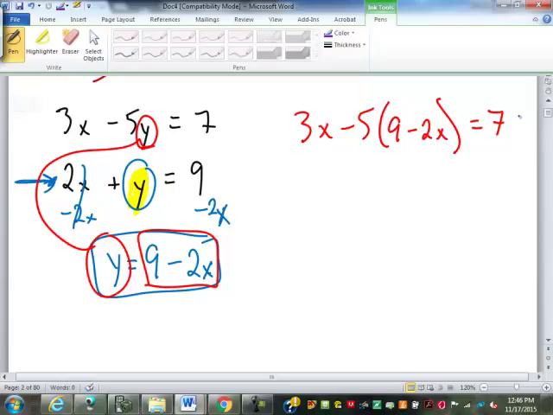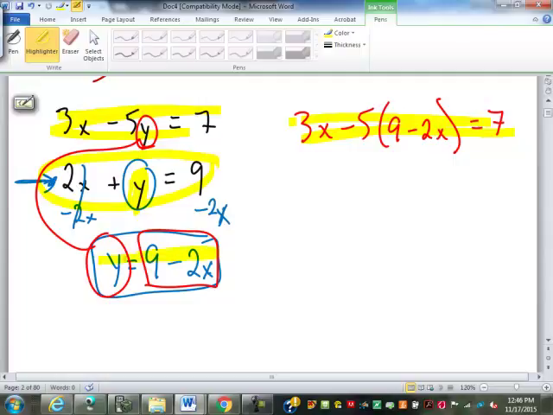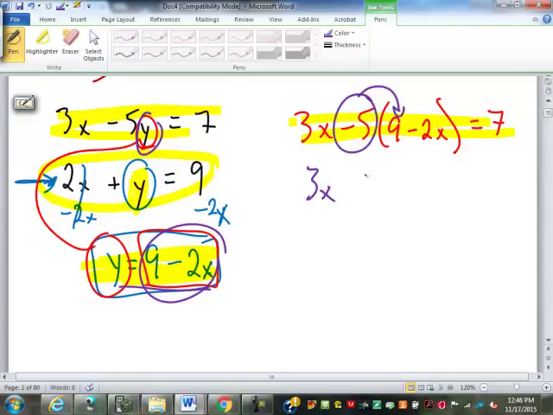Now I'm going to pause there. Does everybody understand how I got from here to here? Any questions? All I did was I took this other equation here and I solved it for y right here. And then I just took that expression for y and used it to replace this y. Now I have to multiply this out. The 3x doesn't change. Negative 5 times 9 is negative 45. Negative 5 times negative 2x is positive 10x, equals 7.